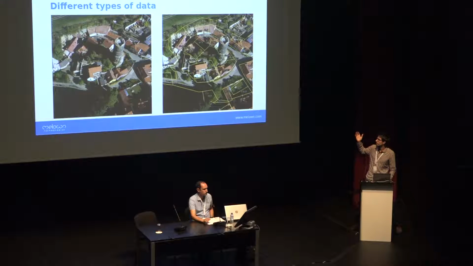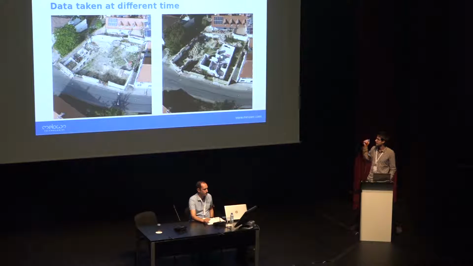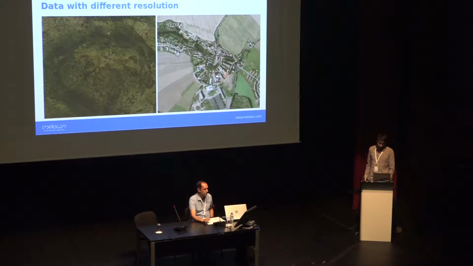Here are the examples. Here you have 3D together with vector data. So that's fusion of different types of data. We can have the same location captured at different times. Here you can see some changes, for example. And of course, we have different resolutions.